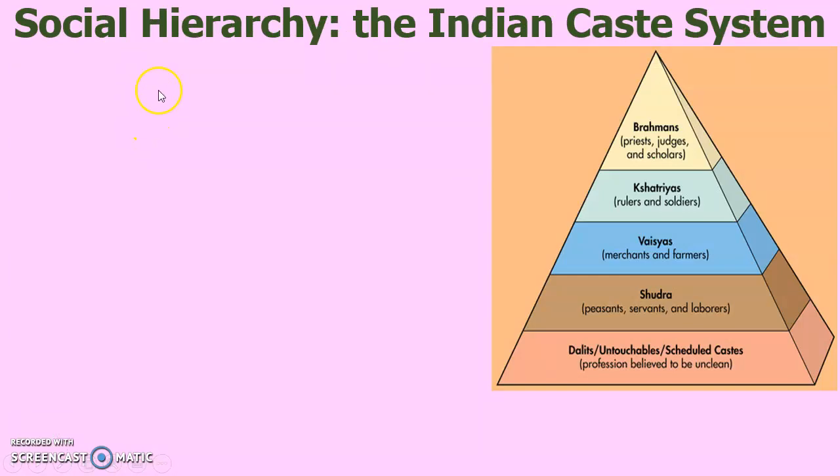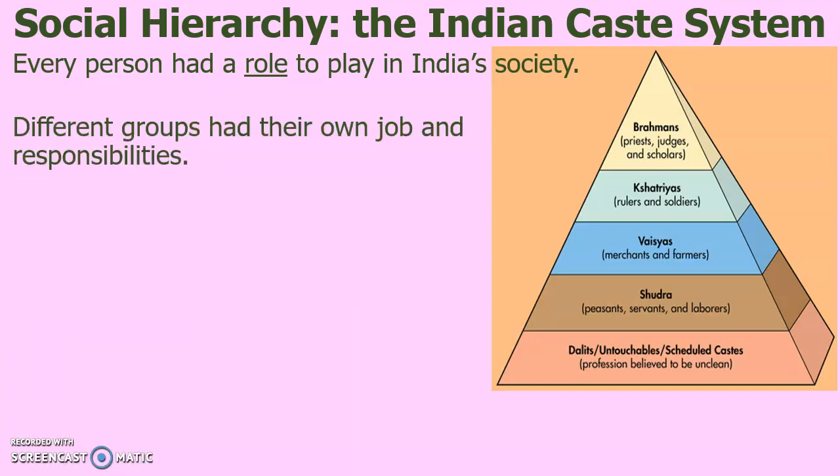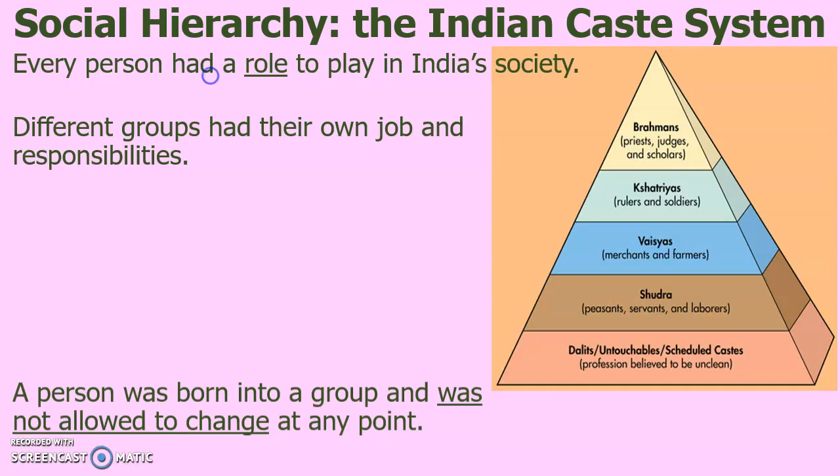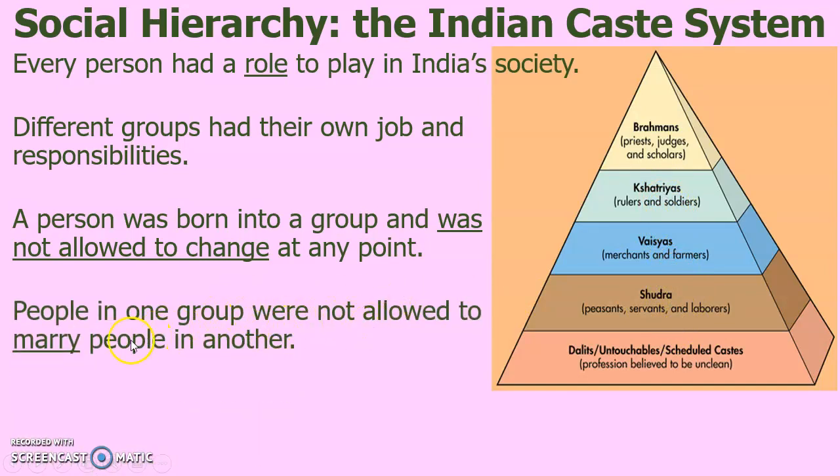And our last bit, the social hierarchy, the Indian caste system. Every person had a role to play in India's society. Different groups had their own job and their own responsibilities. A person was born into a group and was not allowed to change at any point. So if you were born a Vaisya, you stayed a Vaisya for the rest of your life. No matter how rich you got or how hard you worked, you could not move up, and you very rarely moved down. People in one group were not allowed to marry people in another group. Shoot, they were barely allowed to be friends, if even.